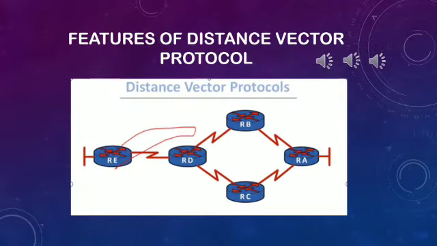Let's discuss the features of distance vector protocol. One of the main features that we can see in distance vector protocol is that it has a limited scope of topology. What it means is that one of the nodes can only know the details of the neighboring node, not the entire topology.